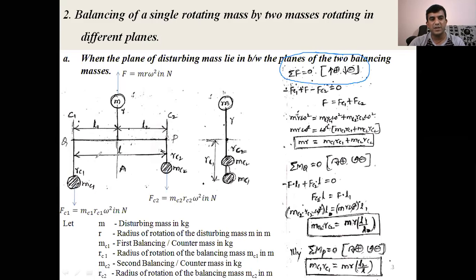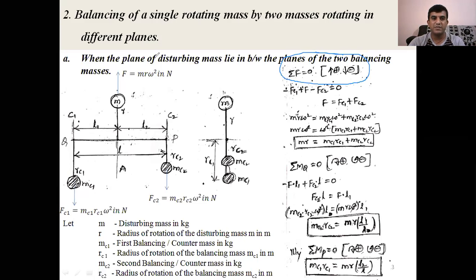Now we come from the left side. Fc1 acts downward, so minus Fc1. Next, F acts vertically upward, so plus F. Again, Fc2 acts vertically downward, so minus Fc2. That is equal to 0. Now rearranging that equation, F is equal to Fc1 plus Fc2.